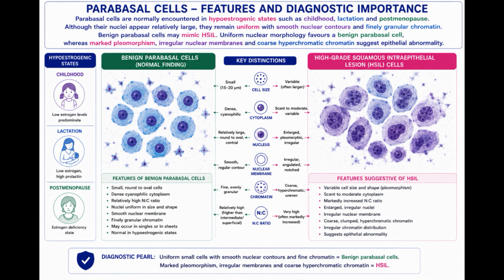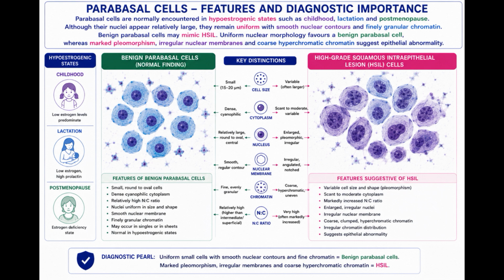Parabasal cells are smaller round to oval cells with dense cyanophilic cytoplasm and a relatively higher nuclear to cytoplasmic ratio than intermediate or superficial cells. They are normally encountered in hypoestrogenic states such as childhood, lactation, and postmenopause. Although their nuclei appear relatively large, they remain uniform with smooth nuclear contours and finely granular chromatin.